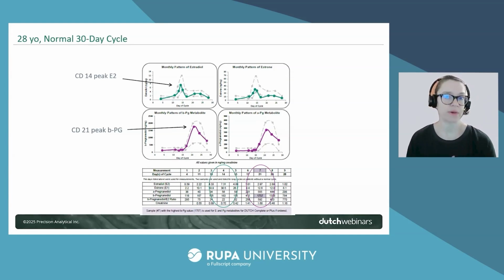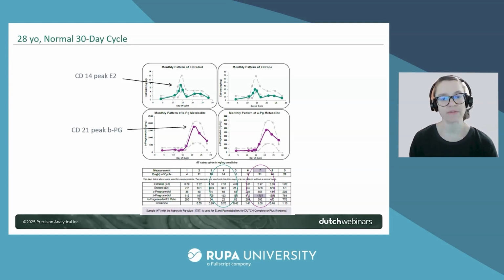With those graphs charted out on the top, there is a table with all the measurements included on the cycle map down below that. You can see there I've circled those peak days. So it was sample 4, or cycle day 14, that was the peak of estrogen.